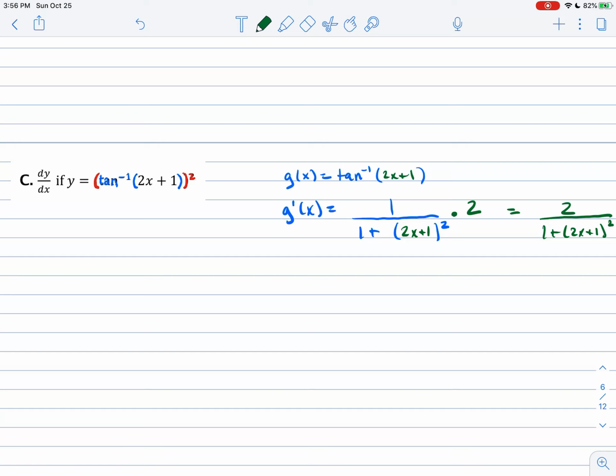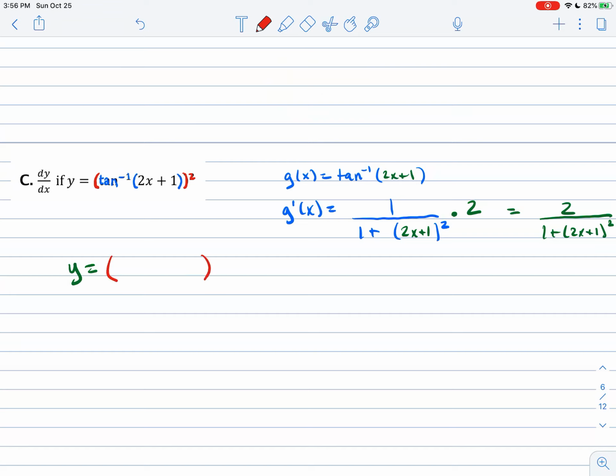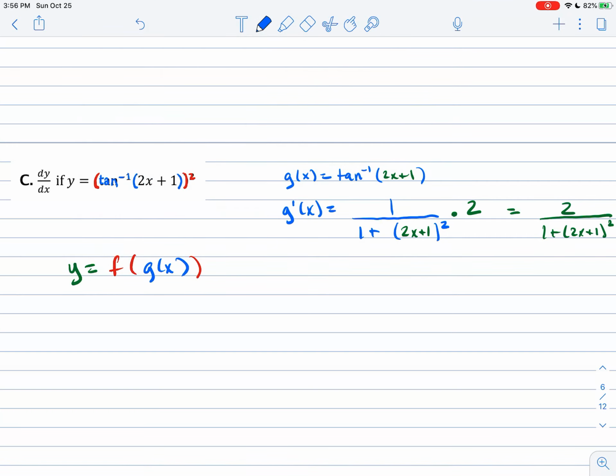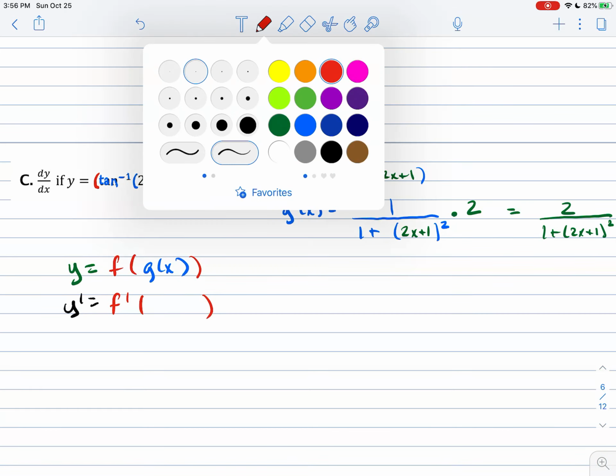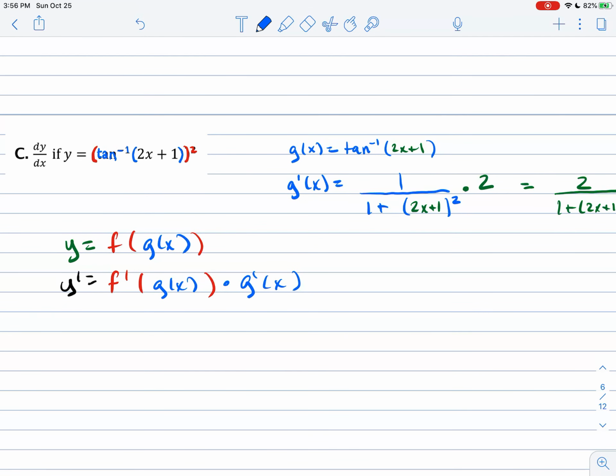All right, so notice that this function here is y equal to, right, inverse tangent of x, but this is going to be if it is an f of a g of x, then our y prime is going to be the derivative of the outside, evaluated at the inside, but then times the derivative of the inside.